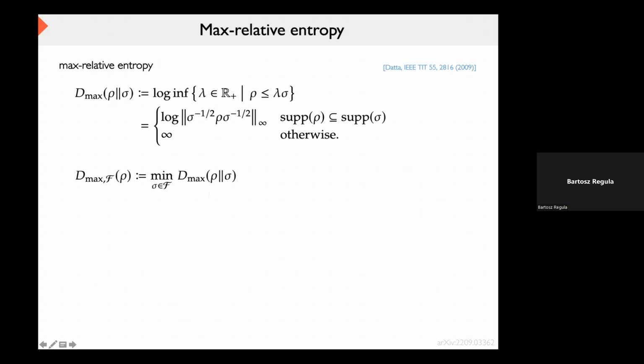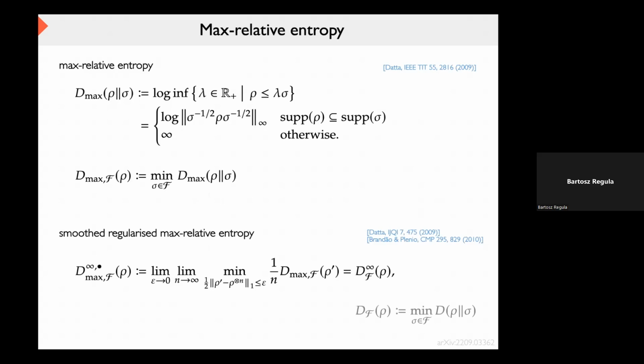And interestingly, the fundamental connection between the max relative entropy and the quantum relative entropy, the omega relative entropy, is the fact that if you take the smooth regularized max relative entropy, so if you not only regularize it, so not only take n tensor copies of rho going to infinity, but also smooth it in an epsilon ball around rho tensor n, then we actually get the quantum relative entropy in the limit. So this Dmax of a given resource converges to the quantum relative entropy of a given resource if we allow this smoothing and regularization. So there is a very fundamental connection between the two quantities.